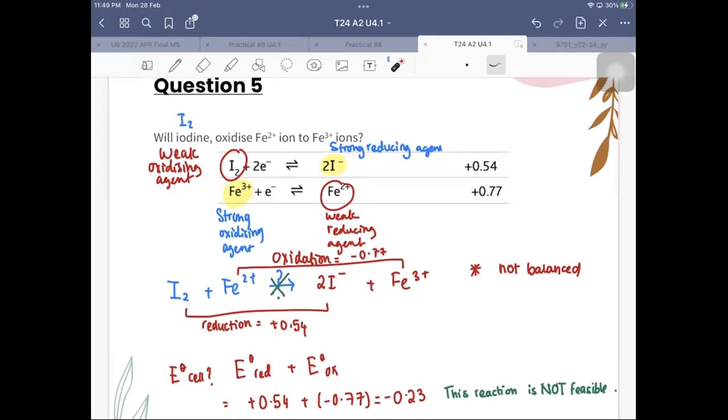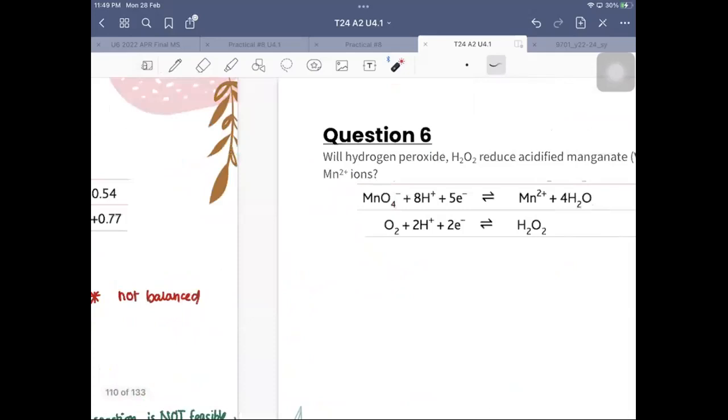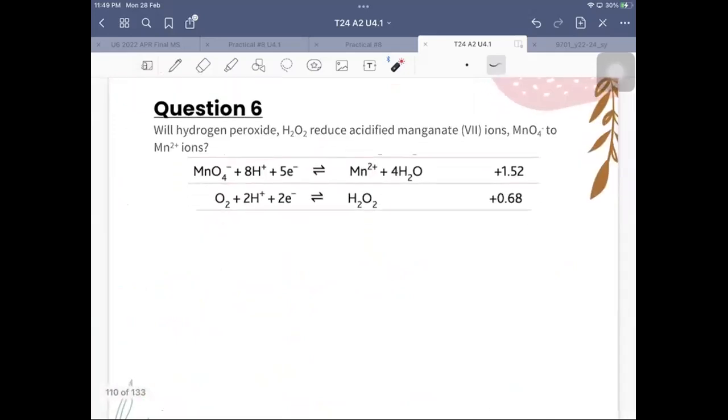Right, I will move on now. These are arranged from the most positive to the most negative, and I can highlight my strong oxidizing agent and my strong reducing agent. So these two highlighted are my strong oxidizing agent, and H2O2 is a strong reducing agent.